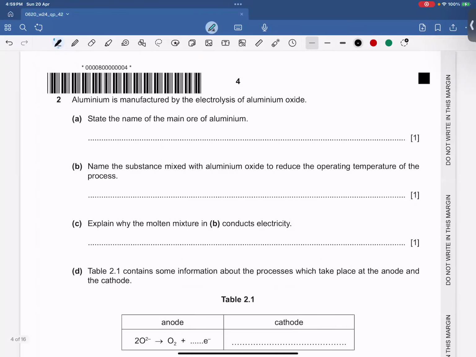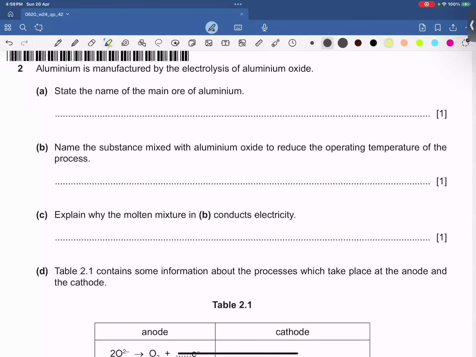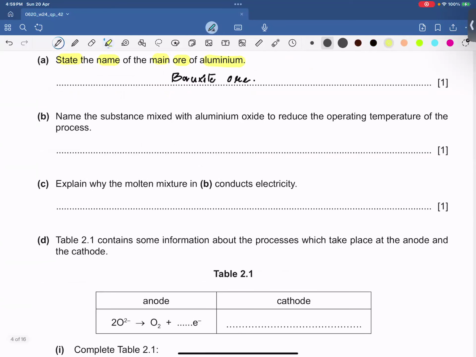Second question. Aluminum is manufactured by the electrolysis of aluminum oxide. State the name of the main ore of aluminum. Aluminum extraction can be done through bauxite ore. Name the substance mixed with aluminum oxide to reduce the operating temperature of the process. Molten cryolite.